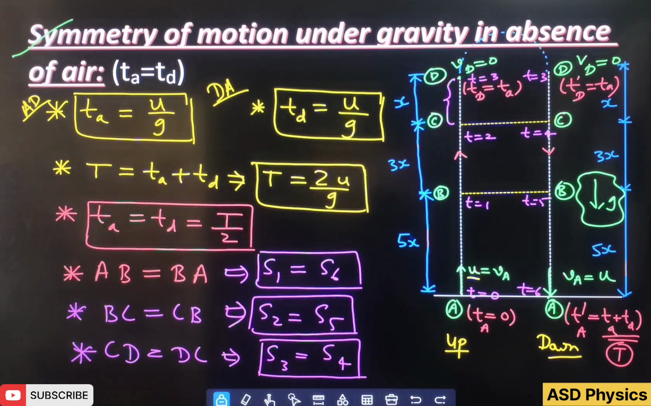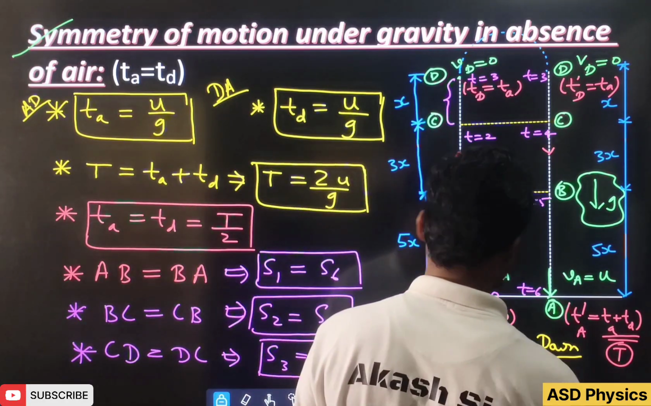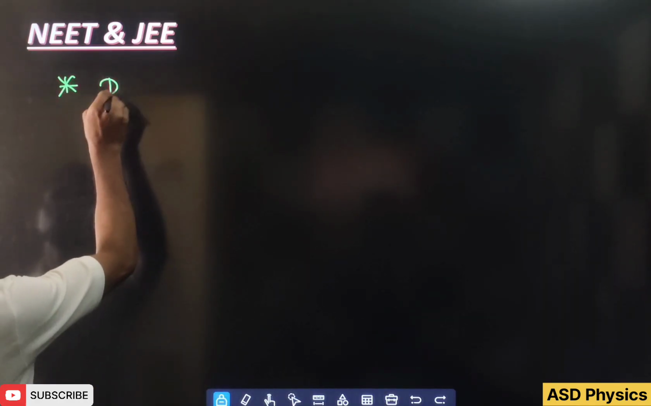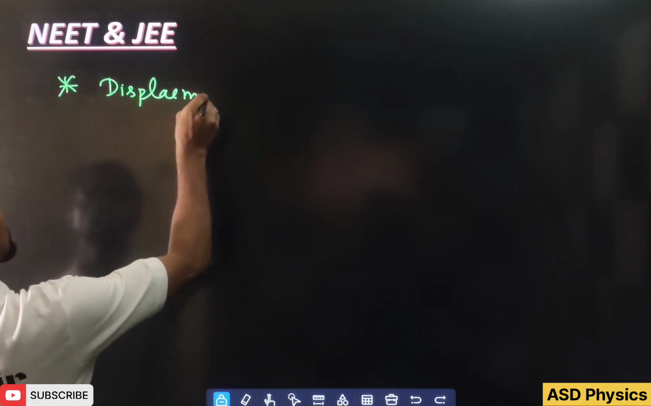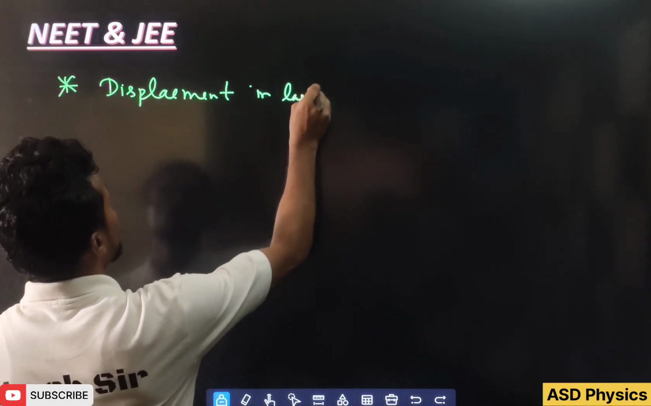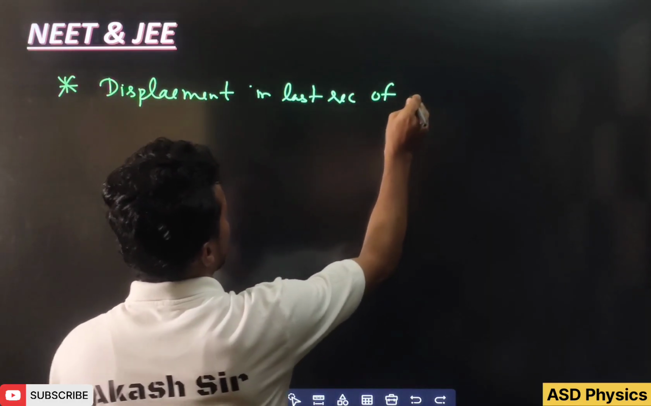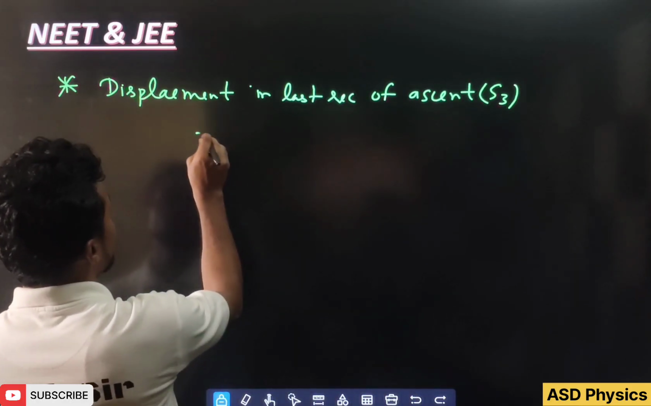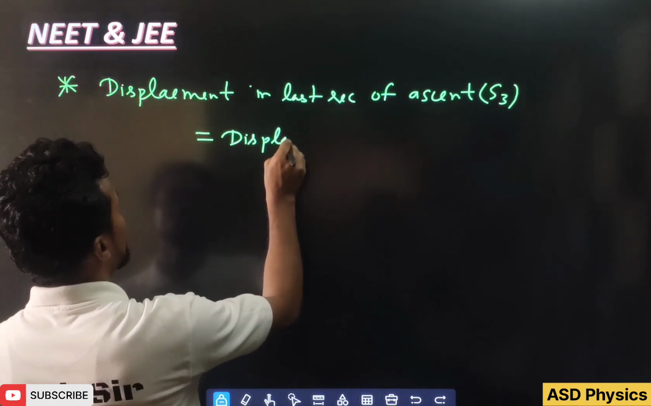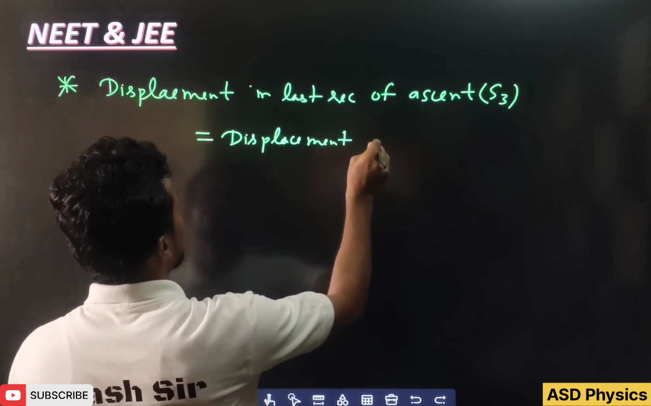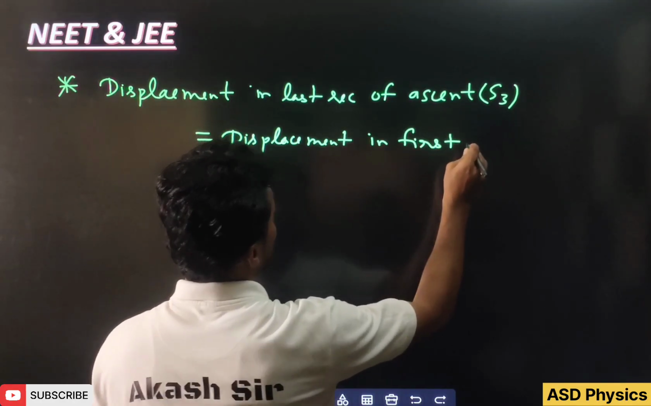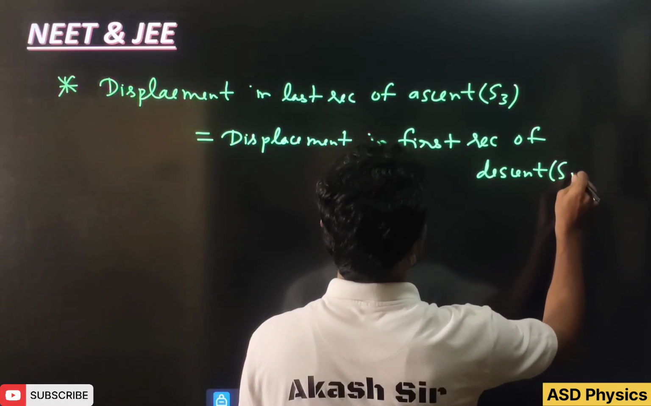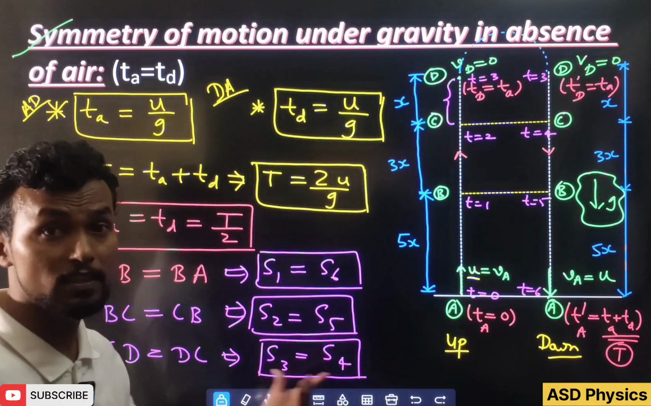Can you see very well? So I can write here, see the students, a very important point. Question used to come from here: displacement in last second of ascent, S3, is equal to what is this here, students? Displacement in first second of descent. And what is this here? That was S4, you can see also. Now see, S3 equal to S4.